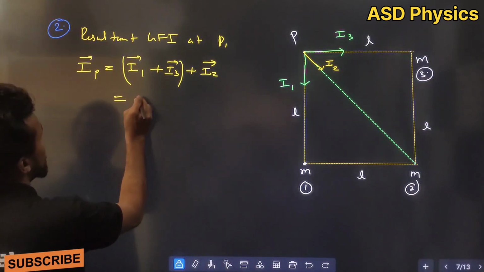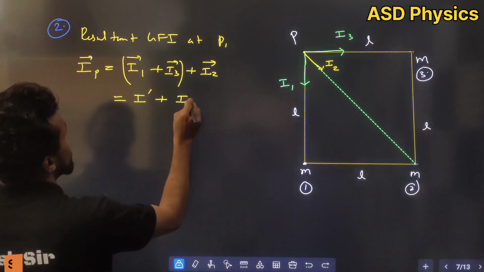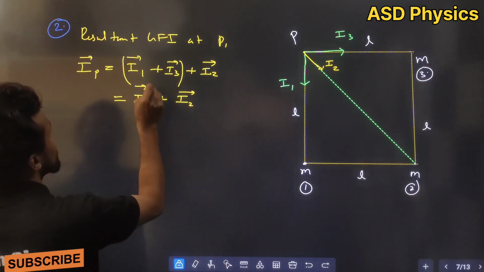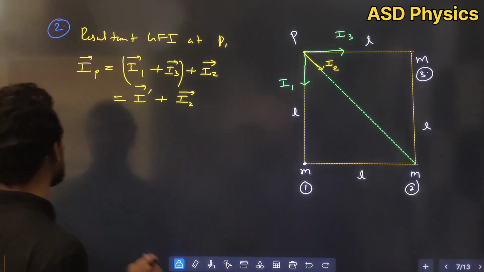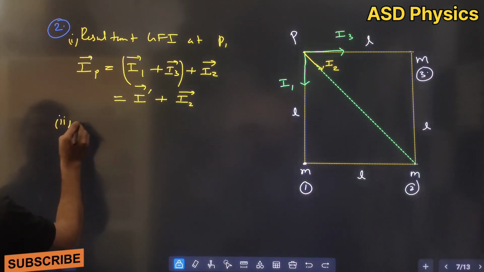Okay. So let's take, I will write here, this one I have just taken here I dash, and this I will take here I2. Now, first I am going to find out the I dash here. Now, students, let's see here please. Let me write here the values.